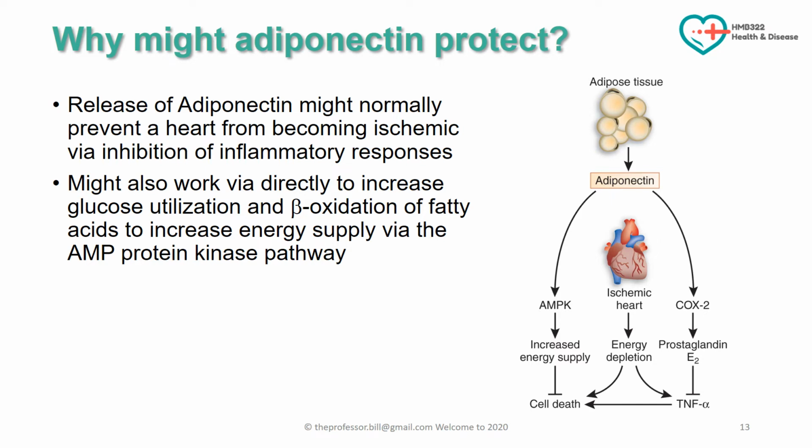Particularly in an ischemic heart where we have energy depletion, we need more and more AMPK. And if we don't have AMPK activated through adiponectin, this energy depletion will enhance the cell death. So all of these things point to the fact that adiponectin is a very important molecule released from these adipocytes, and we get less and less of it as we fall into metabolic syndrome more and more.